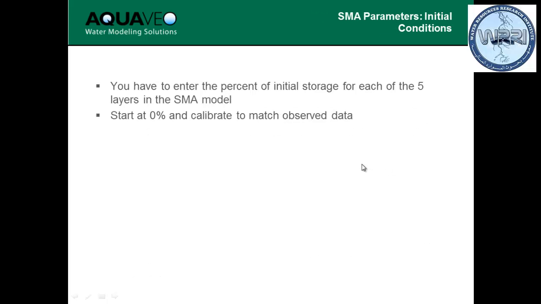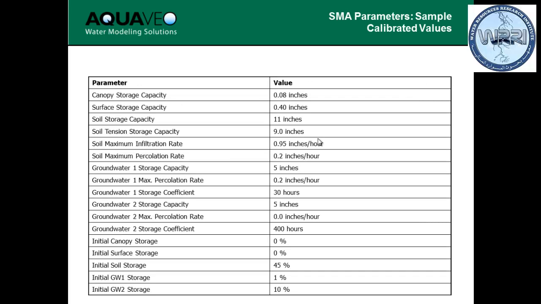So when you do an SMA model, you have to enter the percent of initial storage for each of these 5 layers in your SMA model. You just enter the percent of initial storage, and you have to estimate it. Usually what you do is start at 0% and then calibrate those values to match your observed data. So here are some sample calibrated values. You may have some other values, but these are maybe a good starting point for a simulation.